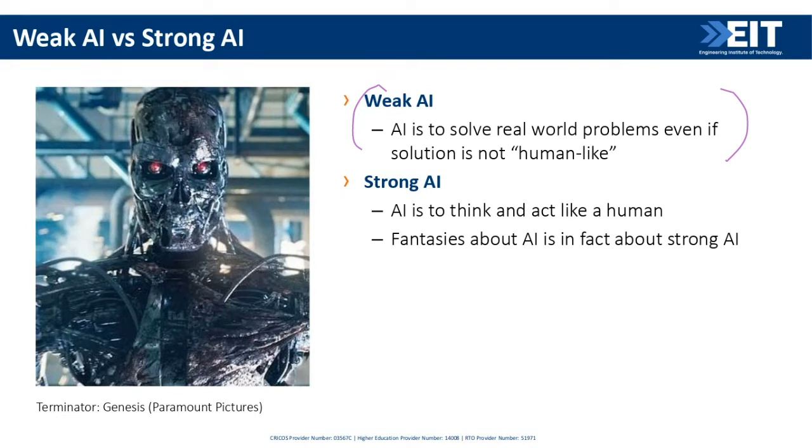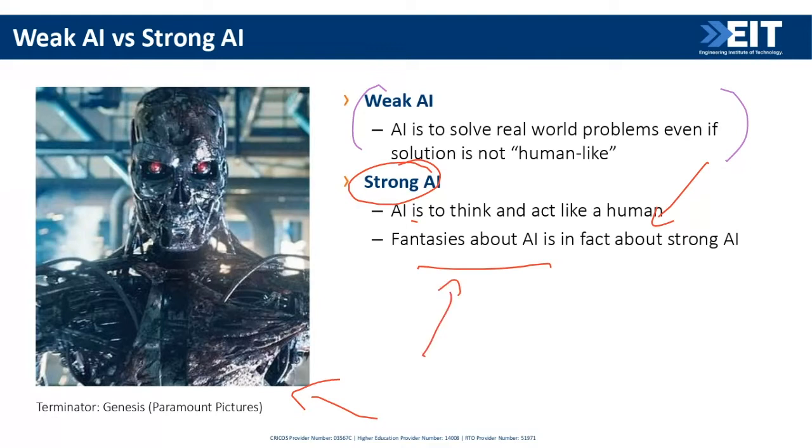So the day we arrive at an artificial intelligence or an agent that can do all of this as well as we do it, this will be called strong AI. So here, act and think like a human, or solve all problems that a human can solve. In fact, when you see fantasies about AI in movies, this is about strong AI, something like Terminator. We are still relatively far from this, okay?